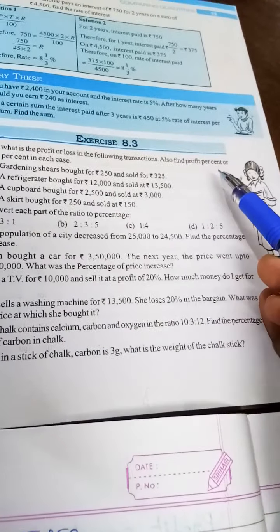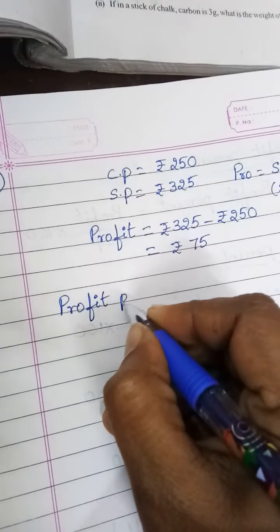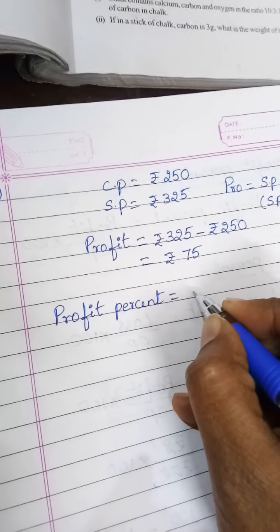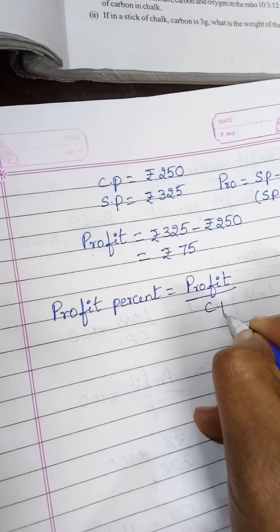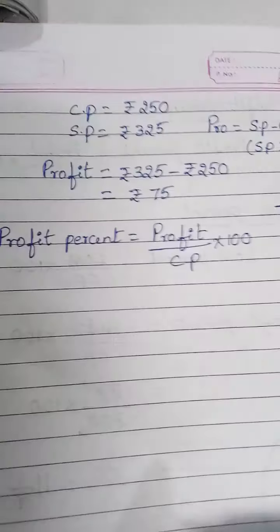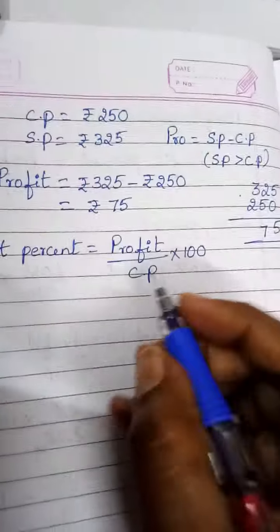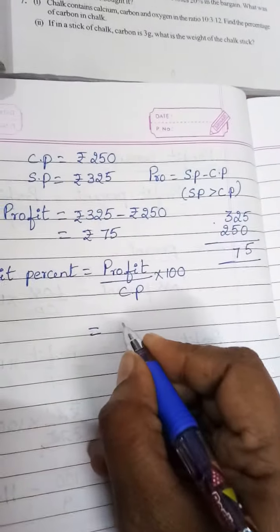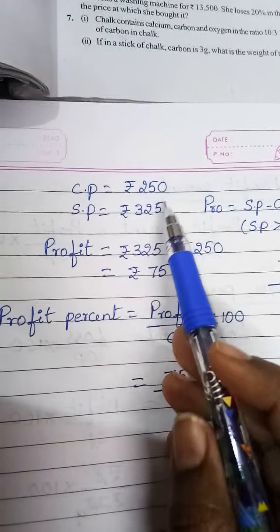So what should we find out here? Also find the profit percent. Profit percent is equal to, what is the formula we have? Profit by cost price into 100. Very good. Now, what profit did we get here? Rupees 75. That is 75 by cost price. What is the cost price, children? 250.